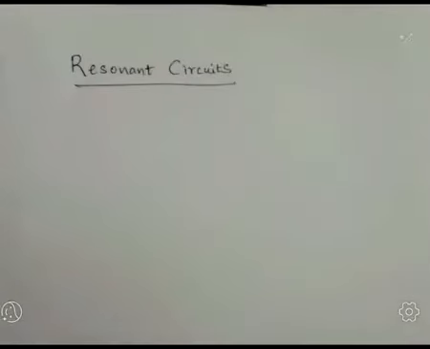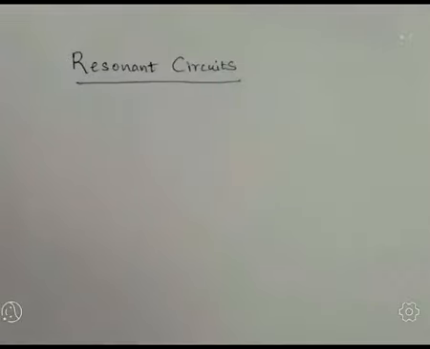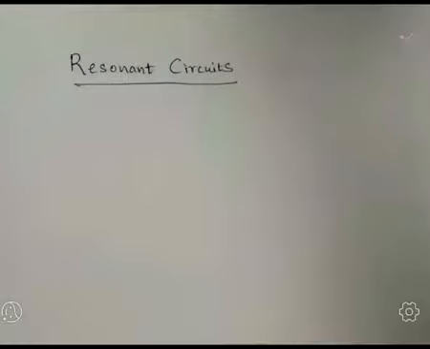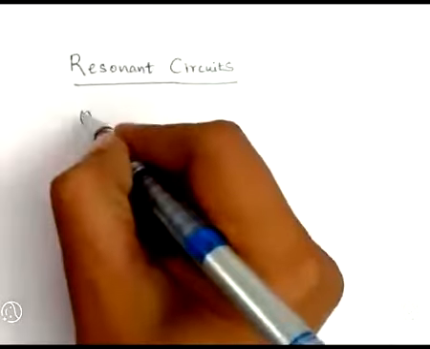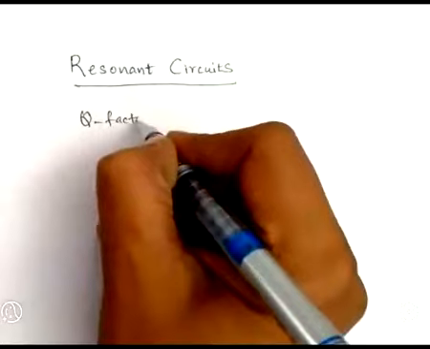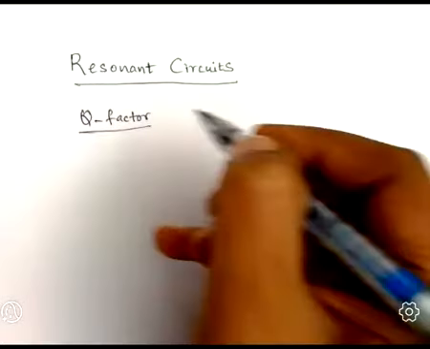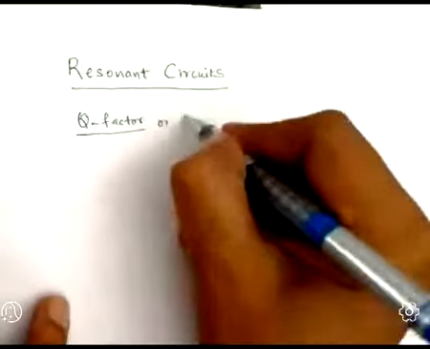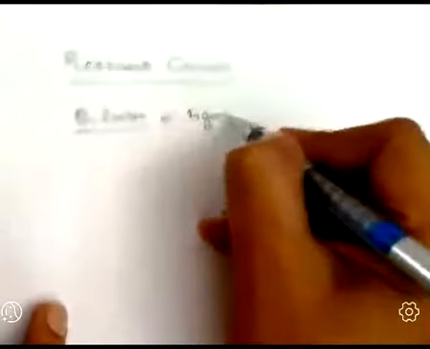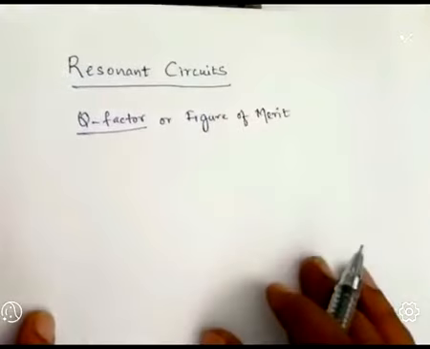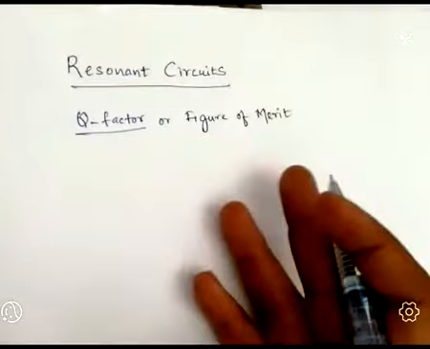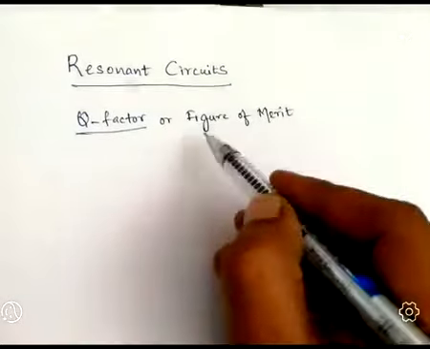So this is the basic introduction about resonance. Now we will see the quality factor, that is called the Q factor of a resonant circuit, or another word for this is figure of merit. So how to calculate the quality factor or figure of merit of a resonant circuit?